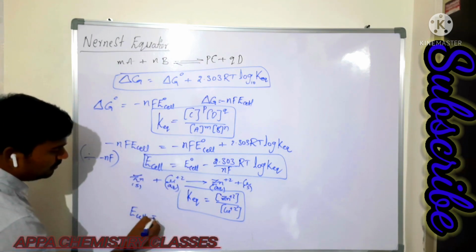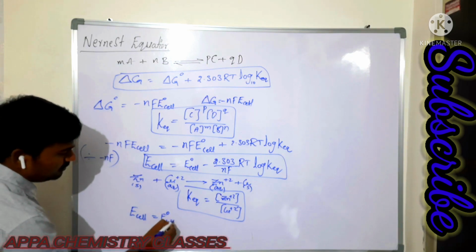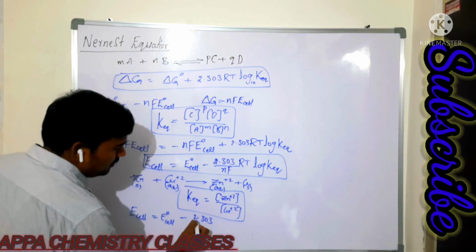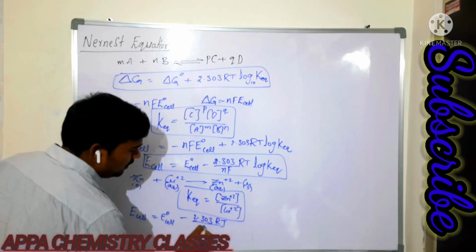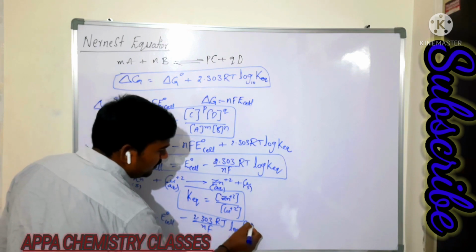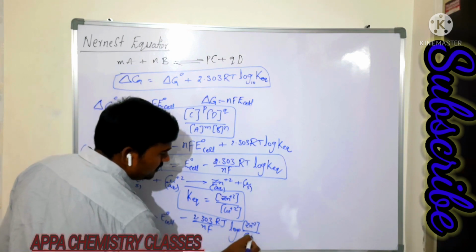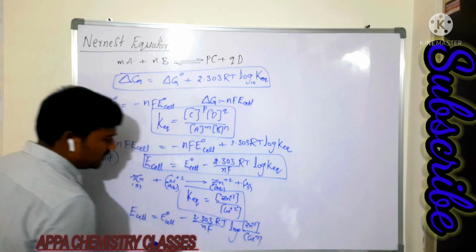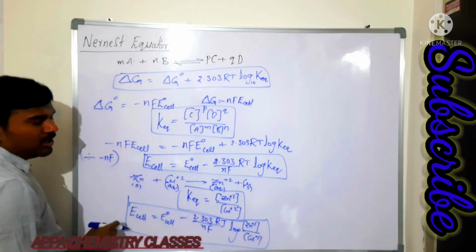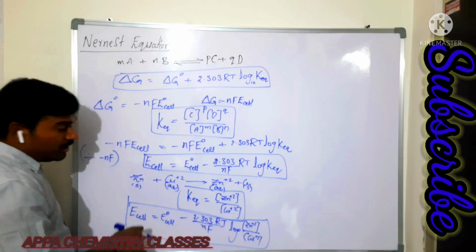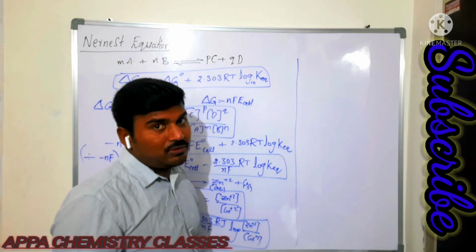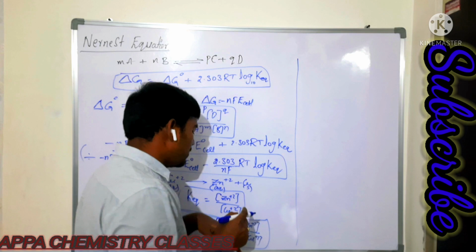E cell is equal to E naught cell minus 2.303 RT by nF log of concentration of Zn²⁺ by concentration of Cu²⁺. So this is the cell reaction for the Nernst equation for the galvanic cell. Is that clear? Now in this case, what happens? You can use this equation for single electrodes also, for half cell electrodes also we can use.